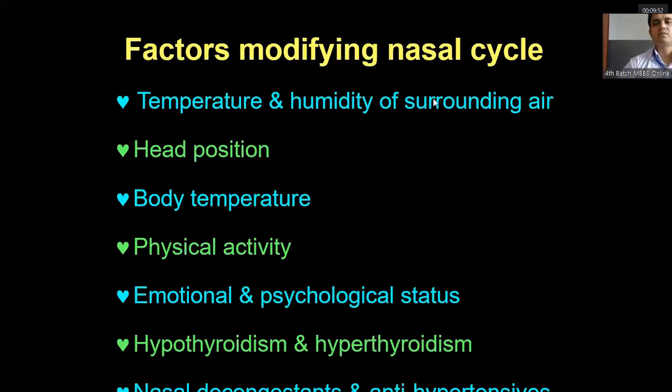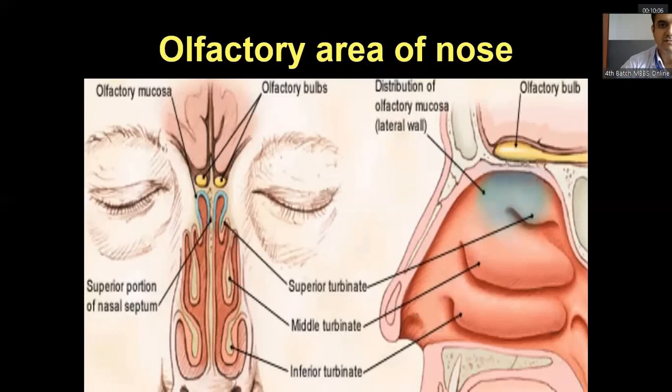Factors modifying the nasal cycle: temperature and humidity of the surrounding area, head position, body temperature, physical activity, emotional and psychological status, hypothyroidism, and the use of nasal decongestants and antihypertensives. And here, this superiormost part is the olfactory area of the nose, which is covered by the olfactory epithelium.